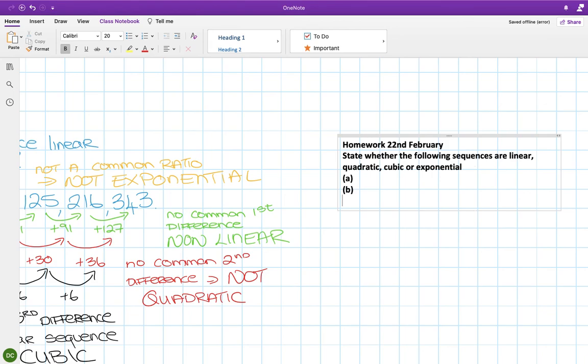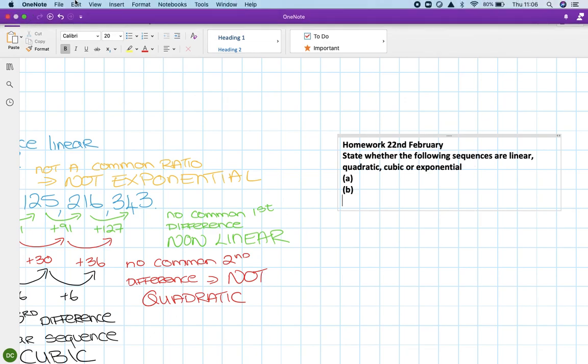Okay, so I'm going to give you 5 sequences. I'll put them into the homework journal, and you just have to go through, do the first difference, the second difference, the third difference, look at the ratio and decide which of the 4 it is.